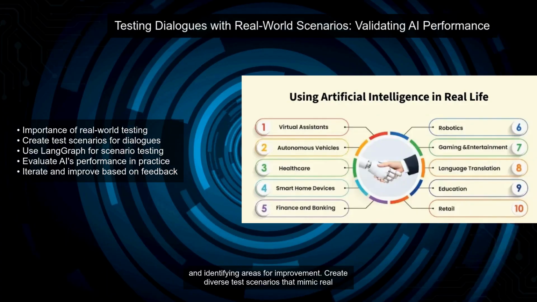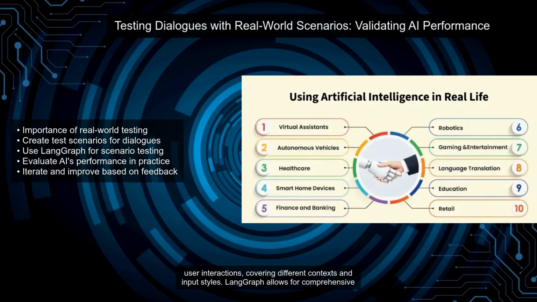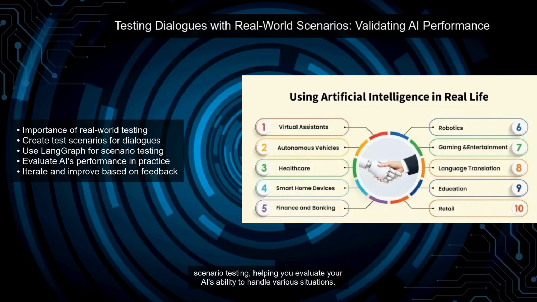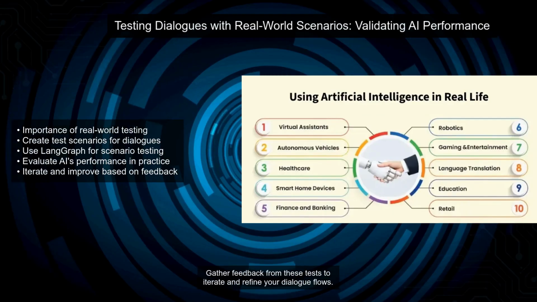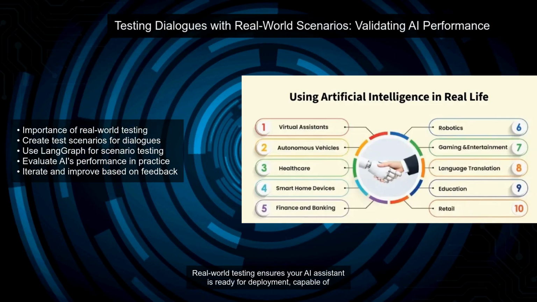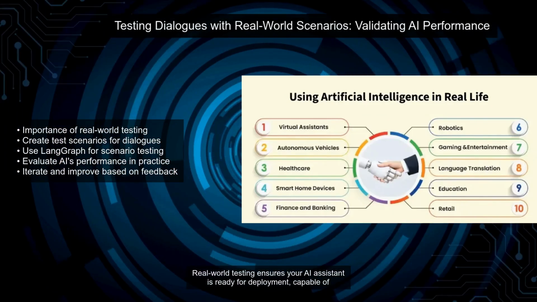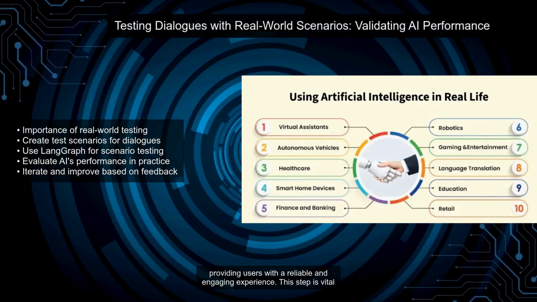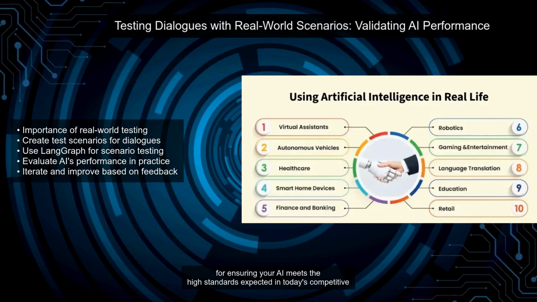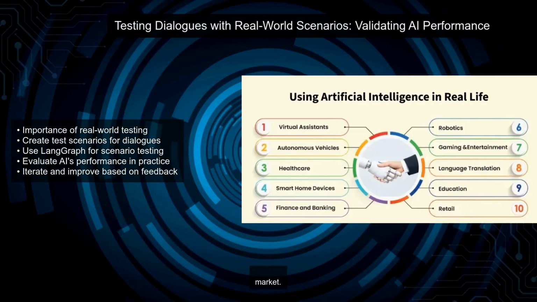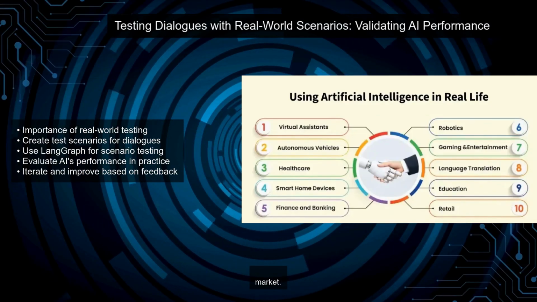Testing your AI dialogues in real-world scenarios is crucial for validating performance and identifying areas for improvement. Create diverse test scenarios that mimic real user interactions, covering different contexts and input styles. LangGraph allows for comprehensive scenario testing, helping you evaluate your AI's ability to handle various situations. Gather feedback from these tests to iterate and refine your dialogue flows. Real-world testing ensures your AI assistant is ready for deployment, capable of providing users with a reliable and engaging experience. This step is vital for ensuring your AI meets the high standards expected in today's competitive market.